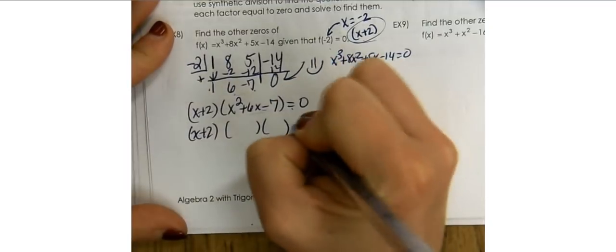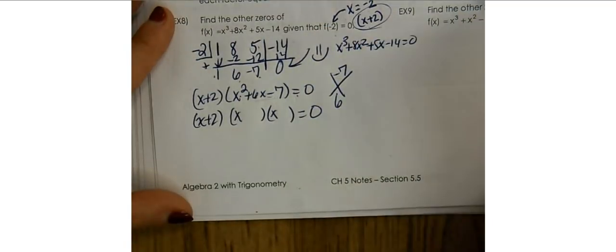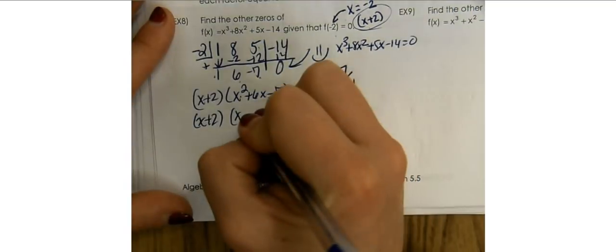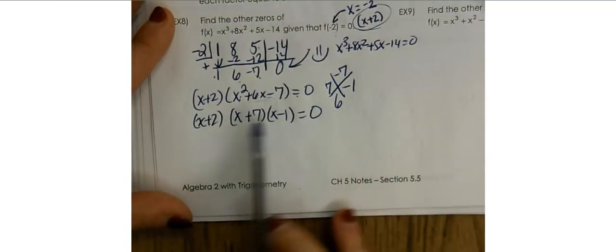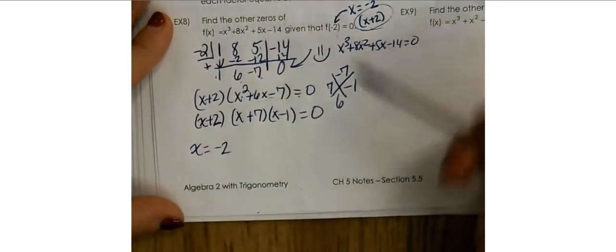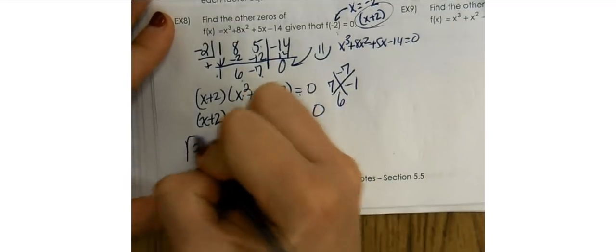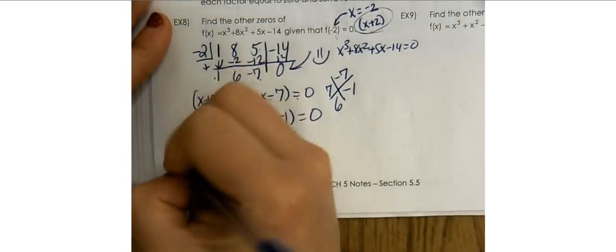So I have an x plus 2, and then I'm going to write out 2 parentheses that equal to 0. Splitting apart the x squared into an x and an x, I need to figure out what two numbers multiply to equal -7, but together add to equal 6. And that is going to be a 7 and a -1. So I'm going to write plus 7 and minus 1. Now that it is fully factored, my x-intercepts are the opposite of what you see inside. So that's going to be x equals -2, which we already knew, -7, and +1. Those are all of your x-intercepts of that polynomial function.